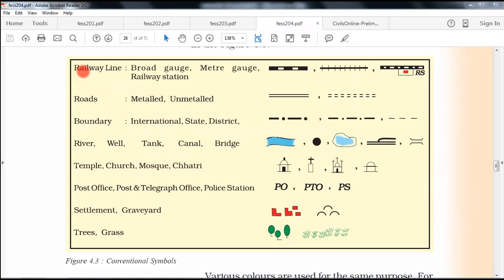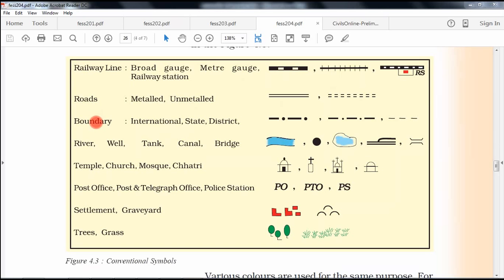It says railway line. Railway line is denoted like this. And there is broad gauge and meter gauge. Now narrow gauge is not there anymore. So broad gauge and meter gauge is given. This is a broad gauge. This is a meter gauge. Then there is a railway station. RS represents railway station. Then roads. In roads also there are two types, metalled and unmetalled. So a metalled road is represented like this with two lines. Unmetalled roads are with dotted lines.